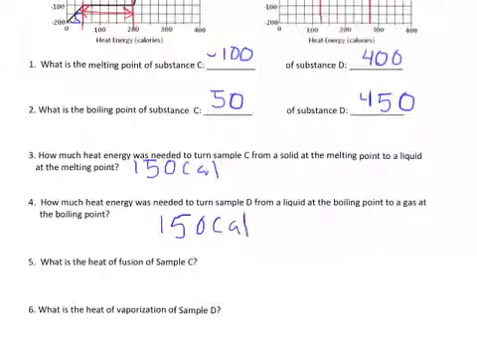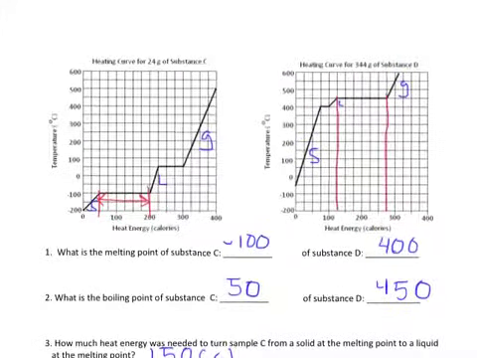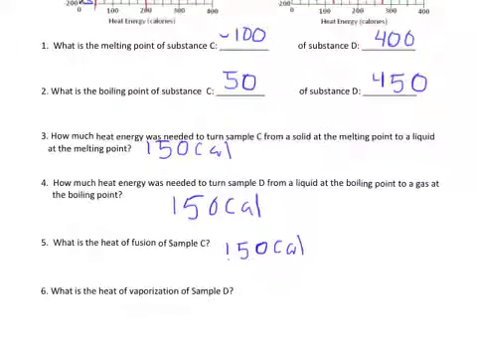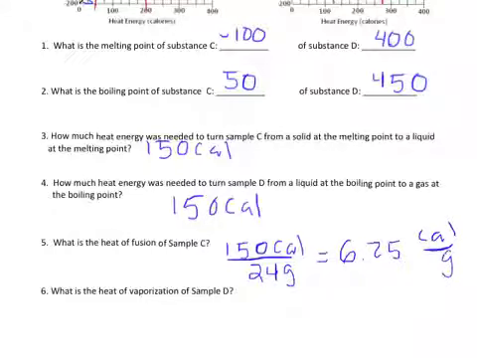I should write more interesting worksheets. So now to find the heat of fusion, you simply divide the amount of energy it took to melt the sample by the mass of the sample. So I'm going to say 150 calories of energy was required to melt the sample, and the size of the sample was right here. It was 24 grams. So I'm going to divide 150 by 24 grams. And that's going to give me, I think it's 6.25 calories per gram would be the heat of fusion for that specimen.